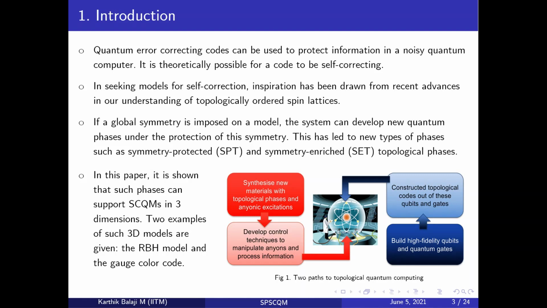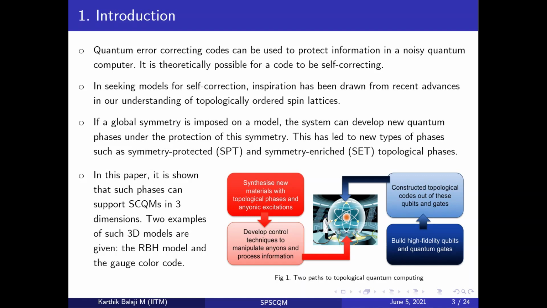So, in seeking models for self-correction, inspiration has been drawn from recent advances in our understanding of topologically ordered spin lattices. Now, if global symmetry is imposed on a model, the system can develop new quantum phases, and this has led to new types of phases such as SPT and SET phases, which we'll be seeing soon.